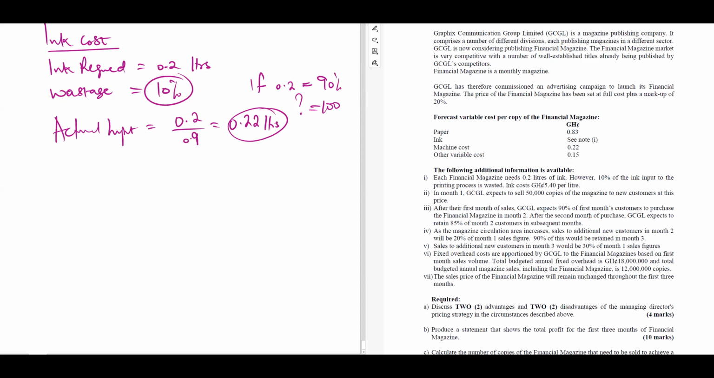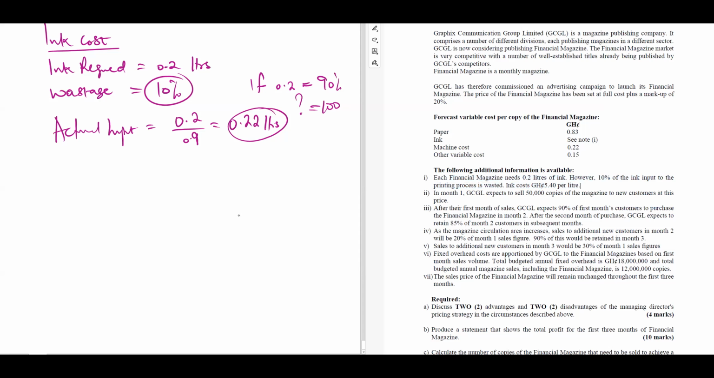Okay. So where were we? We are saying that in month 1, that is just for 1 month, they expect to sell 50,000 copies to new customers at this price. And each financial magazine needs 0.2 liters of ink. However, 10% of the ink input to the printing process is wasted. Okay, and the ink costs what? 5.4 per liter.